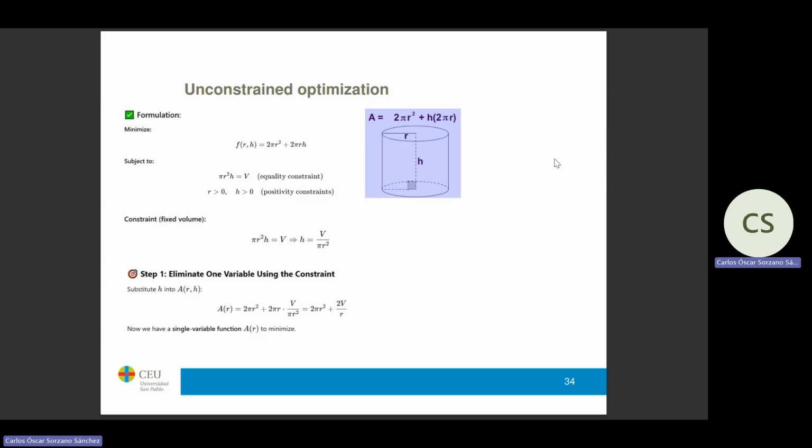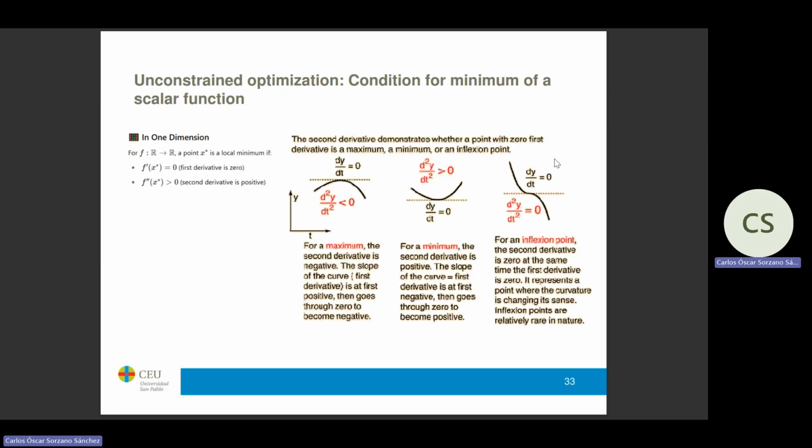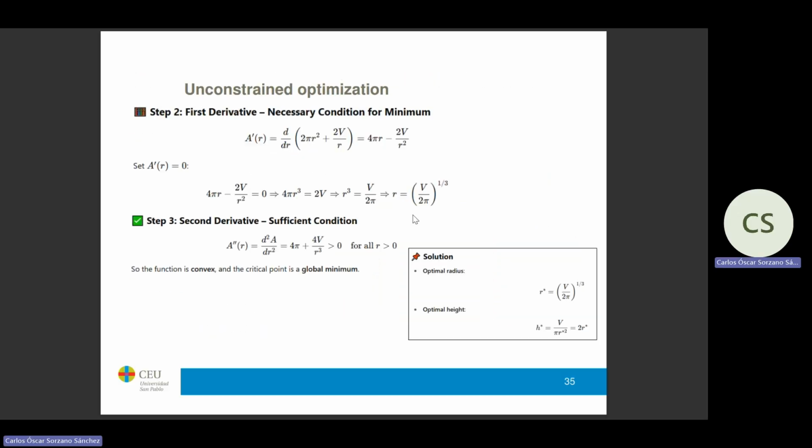Now the area only depends on the radius. So you have gone from a function that depends on radius and height to a function that depends only on the radius by exploiting the constraint. And now we have a function in a single variable, we can apply the two conditions that we have here. If something is a minimum, the derivative has to be zero, and then we will look at the second derivative. The derivative of that function with respect to r is this one.